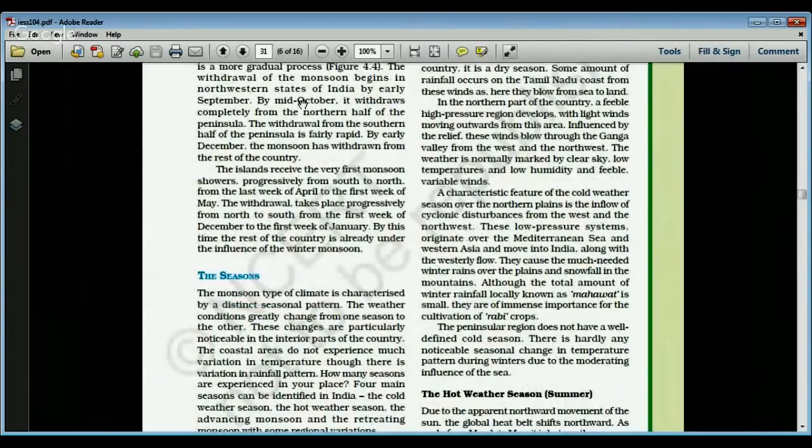Now, the islands present in the Bay of Bengal, that is the Andaman and Nicobar Islands, actually receive the first monsoon showers progressively from the south to north from the last week of April to the first week of May, and then withdrawal also takes place progressively from north to south from the first week of December to the first week of January.